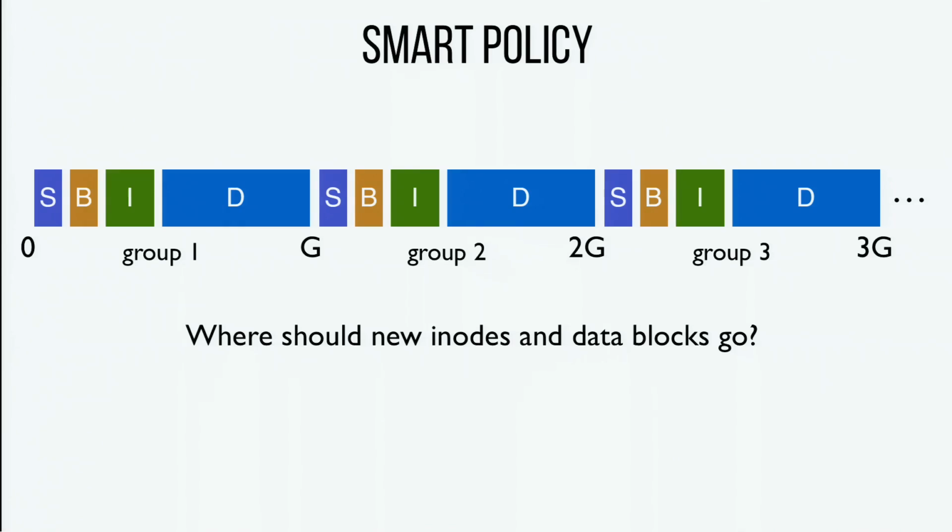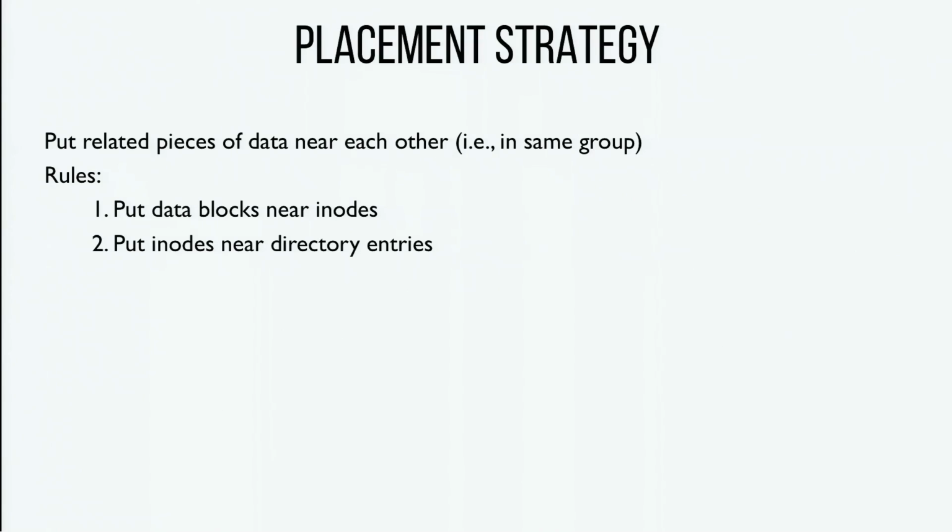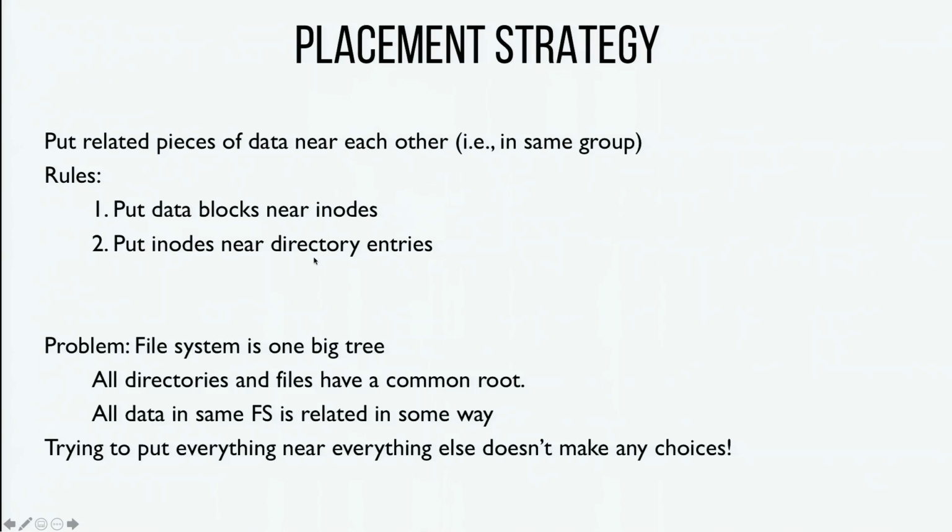Okay, all right, so let's look at the actual policy here. We want to put our data blocks near the inode that's associated with them, and we also want to put inodes near the directory entries. So are we going to be able to do that? The problem is, if we say everything should be close to everything else, we haven't made any decisions at all. You can't just put everything close to everything else. So what we really need to do is figure out what's okay to separate from one another.